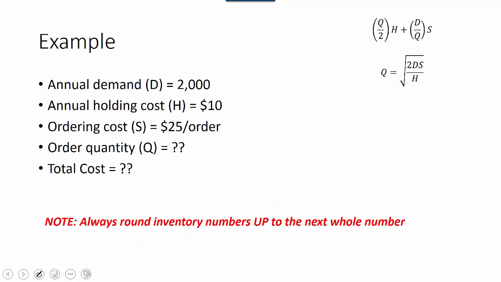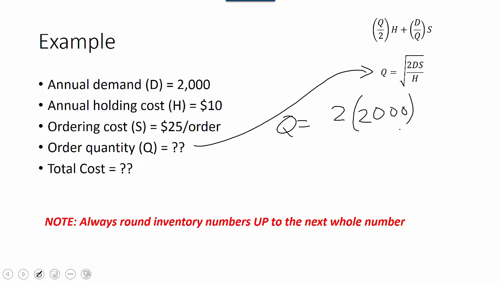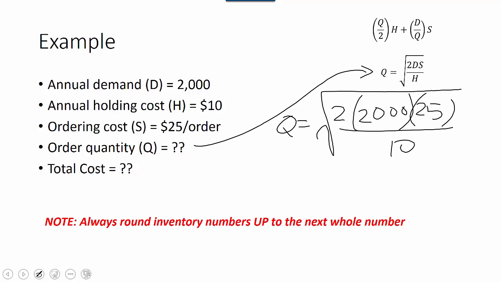If we look at a simple example here, this one has all the variables already identified for you. Our annual demand is 2,000 units. The holding cost on an annual basis is $10 per unit per year. The ordering cost is $25 per order, so each time we place an order, it costs us $25. The first thing we want to do is solve for Q, using our formula up here. Q is equal to the square root of 2 times our annual demand of 2,000 times our setup cost of $25, divided by our holding cost of $10. When we solve for that, it's 100 units.